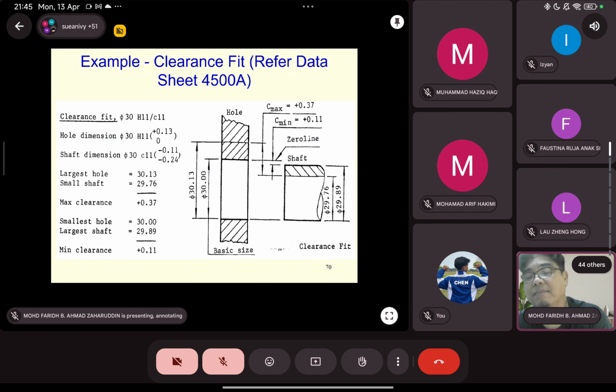Betul Aziz? Boleh ulang balik tu? Kat mana tadi? Betul tak saya kira tadi tu? Sebab kamu kata minus tu saya kira lah betul lah tu kot. 29 point. The maximum size of shaft is 29.890 and the minimum size of shaft is 29.760.